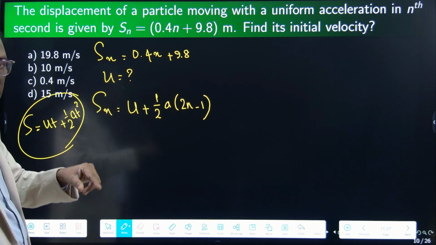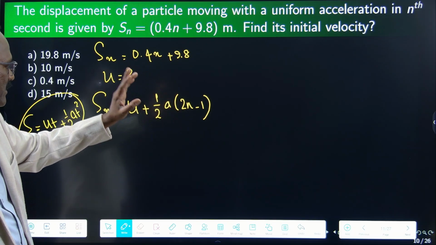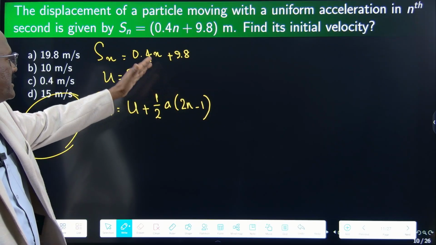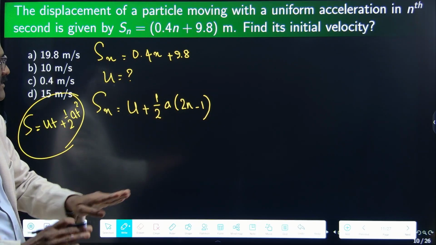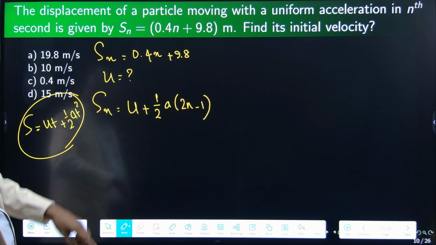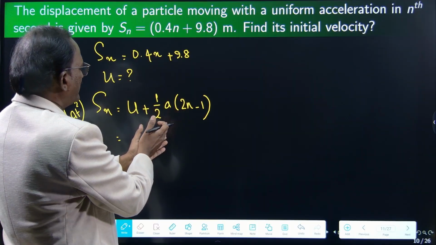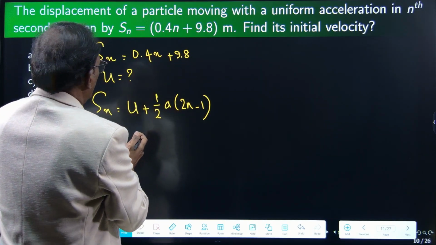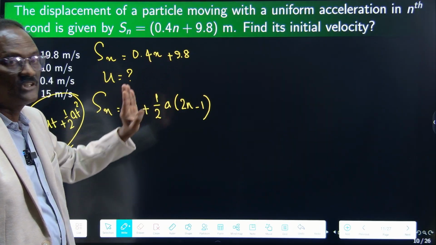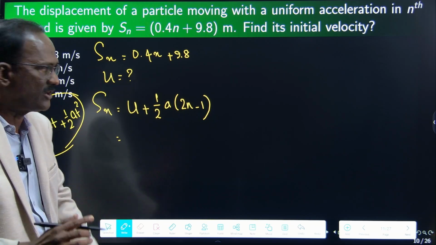Sn, nth second, what is the distance covered in the nth second? u + (a/2)(2n - 1). So this is Sn = 0.4n + 9.8. We have to equate these two equations and we will get u. U is the question. So let me separate them. It is given in the bracket; no such term is available here. Just by inspecting it, don't write u = 9.8. It is not the right answer. You have to separate it term by term.